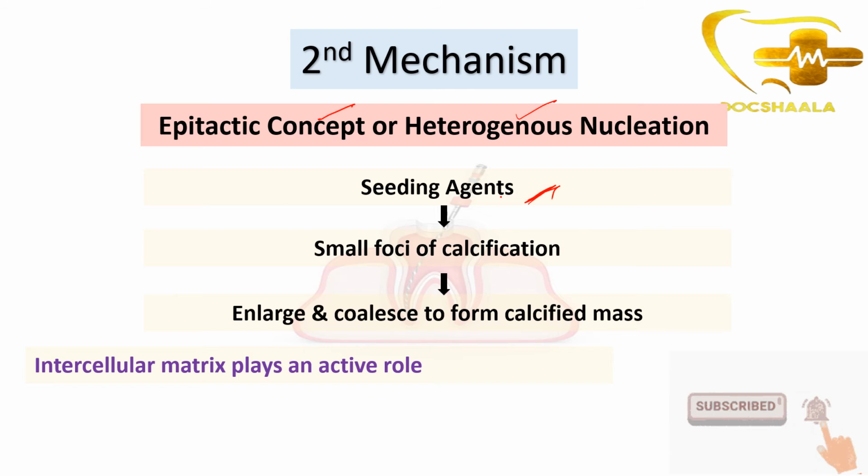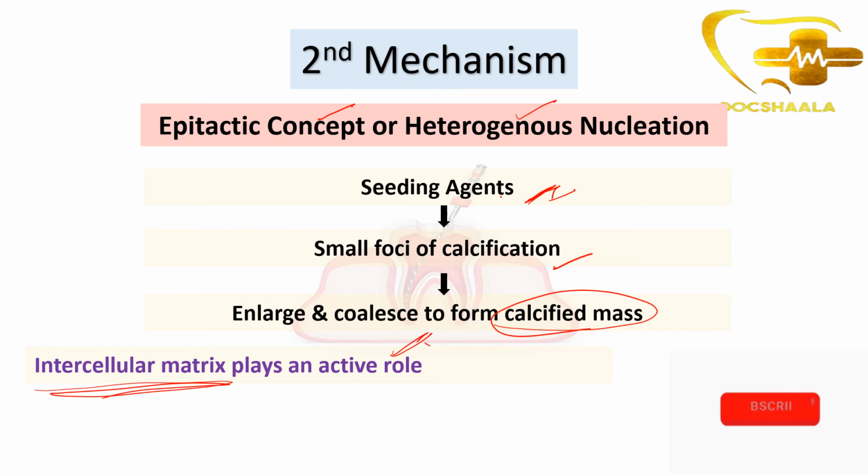Nothing but there are seeding agents which form small foci of calcification which enlarge and coalesce to form calcified mass. So in this mechanism, the intercellular matrix plays an active role. Okay, because of the presence of intercellular matrix only, these seeding agents will be able to form small foci and get calcified further. So I think you have now got an idea of what the two mechanisms consist of, right?